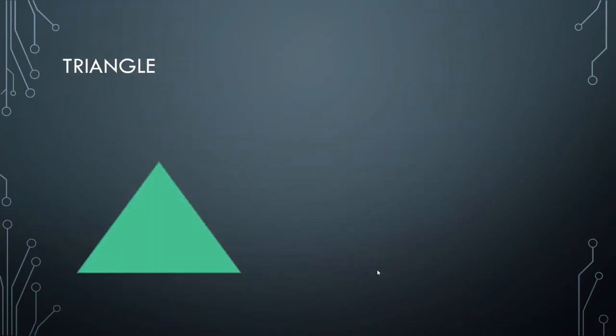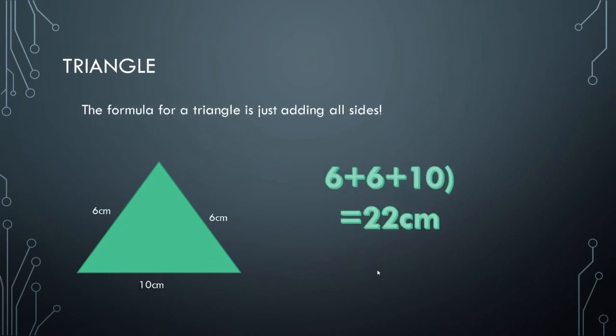The formula to find the perimeter of the triangle is just adding all the sides. For example, this triangle's sides are 6, 6, and 10. So you add 6 plus 6 plus 10, which gives you 22 centimeters.